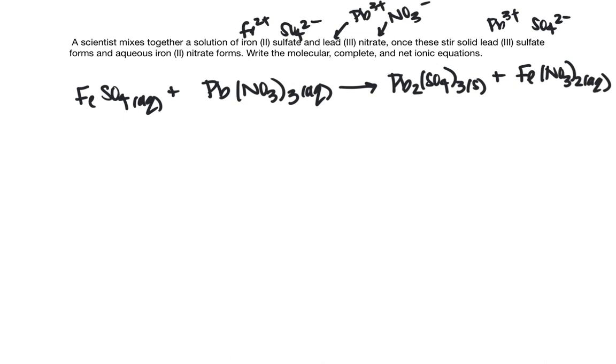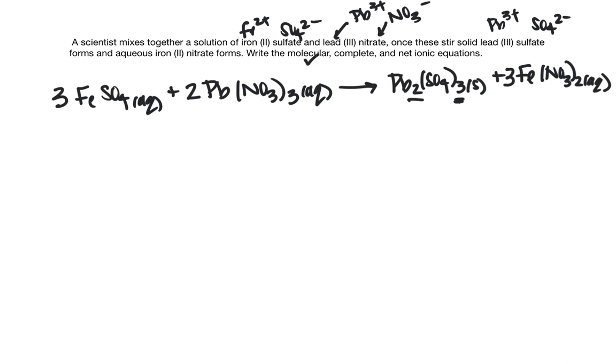And so we can see that there are 2 lead here, so I'm going to put a 2 here. Then I can see that balance is this, but we have 3 sulfates, so we're going to put a 3 here. And so now I have 3 irons on the left that are unbalanced, as well as the nitrates. So if we put a 3 here, we have 3 irons and 6 nitrates. This is what we see on both sides. So this is the molecular equation.